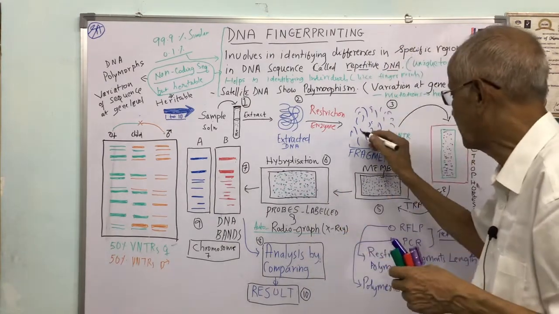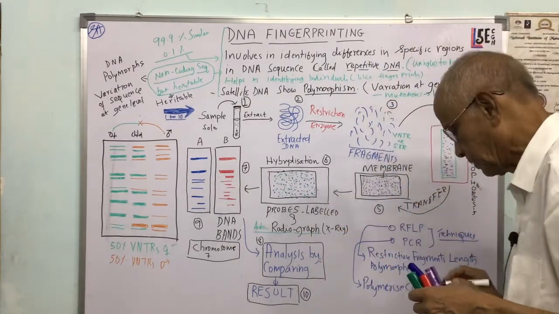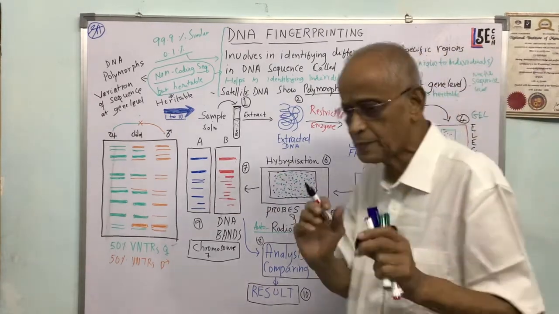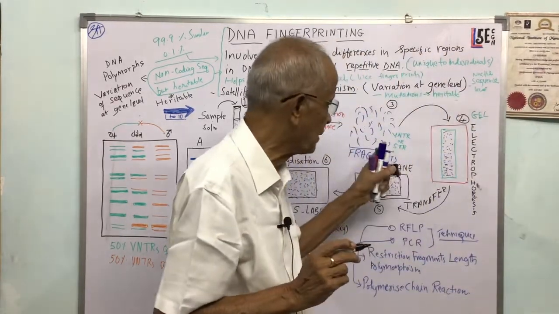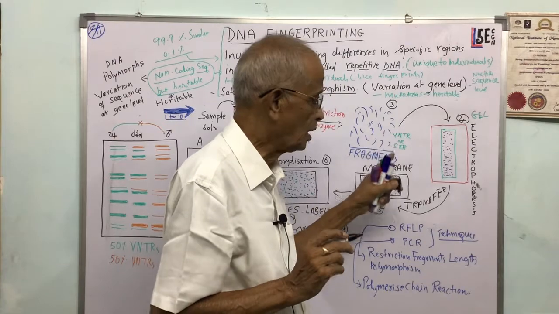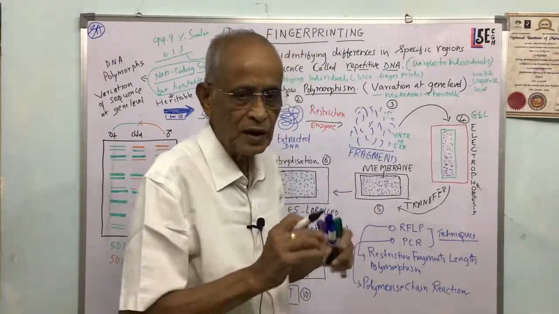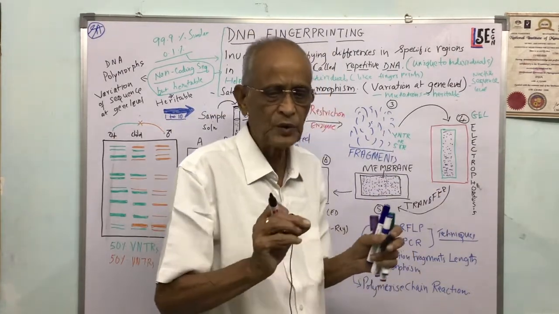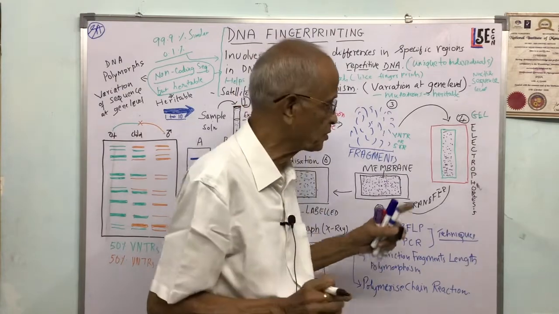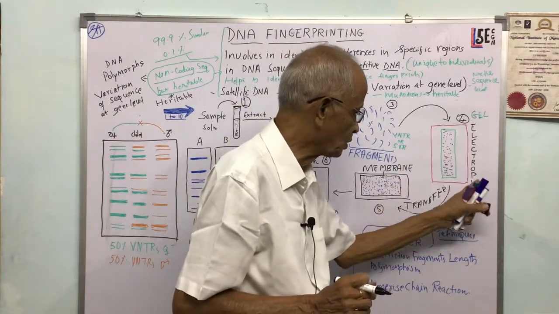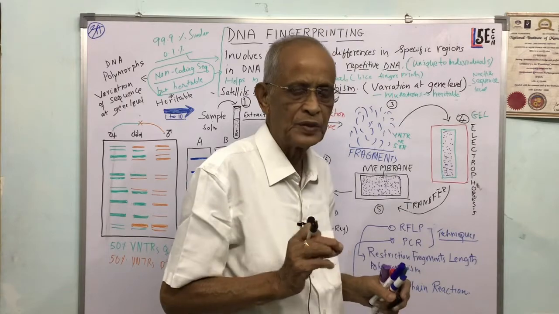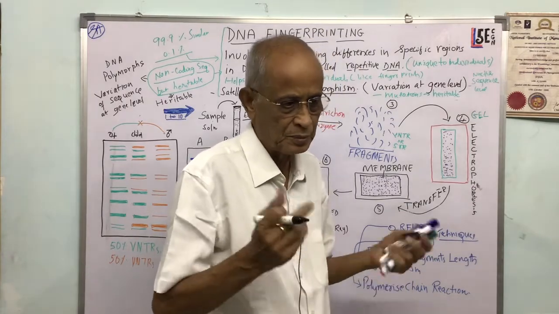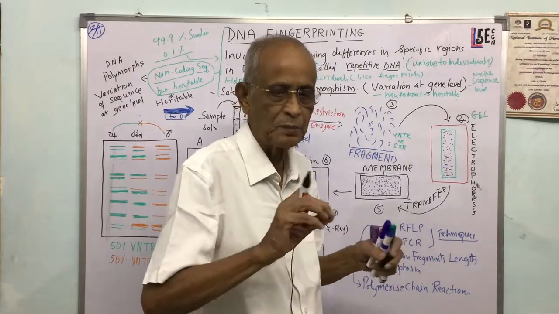So these segments may contain all those things. Then these DNA segments are subjected to different types of filters. One of the most commonly employed filters is called gel electrophoresis. Now they make a gel, maybe something like an agar gel or some other medium.